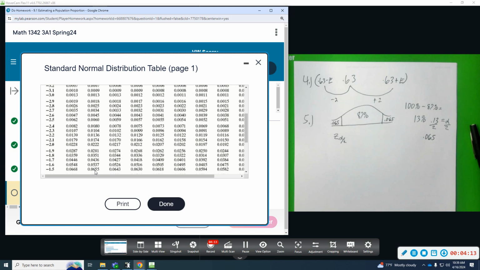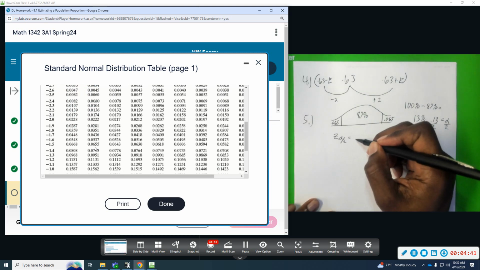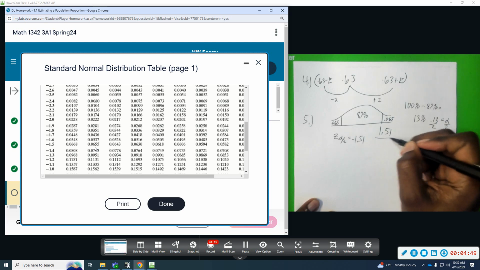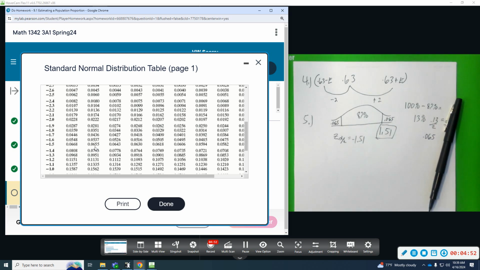Okay, so I got 0.0655 and I got 0.0643. This one is 7 hundred-thousandths below, so 0.7 would get me there. This one is 5 ten-thousandths above, so this one is closer. So this is negative 1.51. So this z alpha is negative 1.51, which will be the same on the other side. It'll be a positive 1.51, following the properties of symmetry. So this is how we find that critical value.